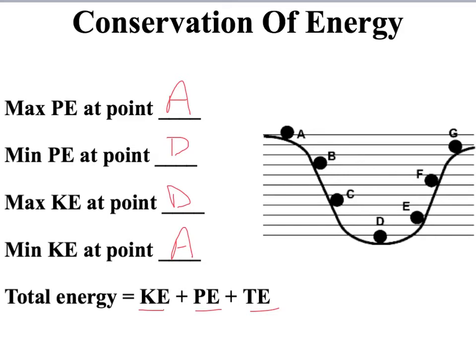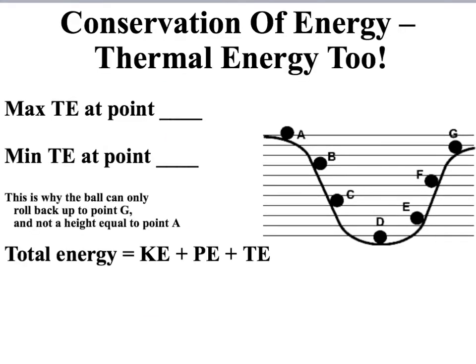So think about it. Think about when there'd be the highest temperature of the ball. Let's explore that for a second. So when does friction come into play here when this ball is rolling? Anytime the ball is touching the ground. So when is there going to be maximum thermal energy? What do you think? D? A? Somewhere in the middle?